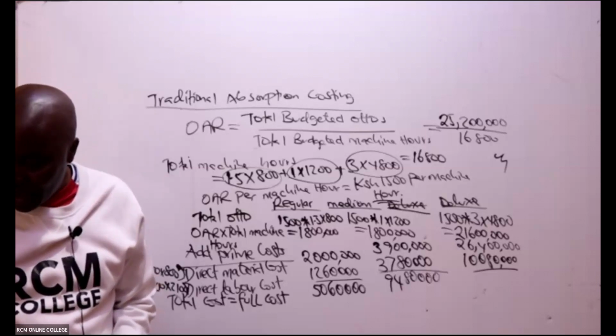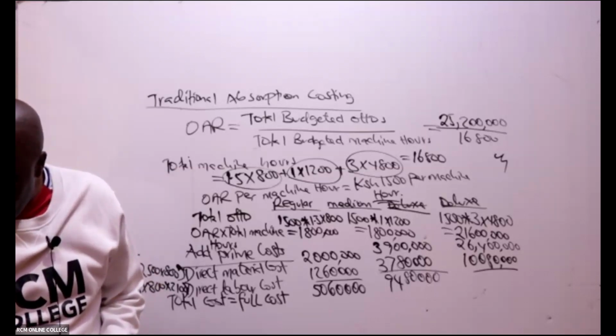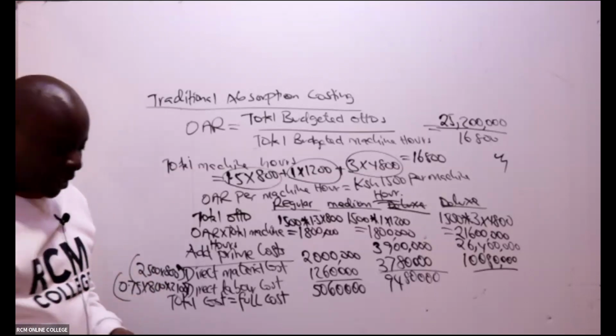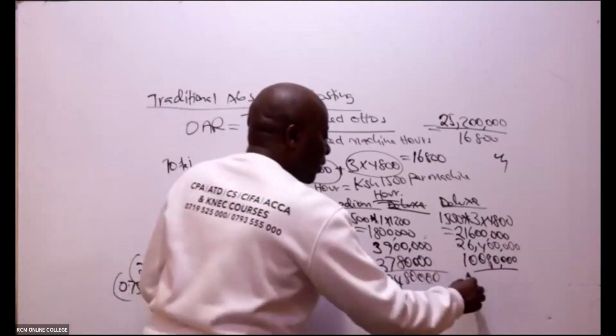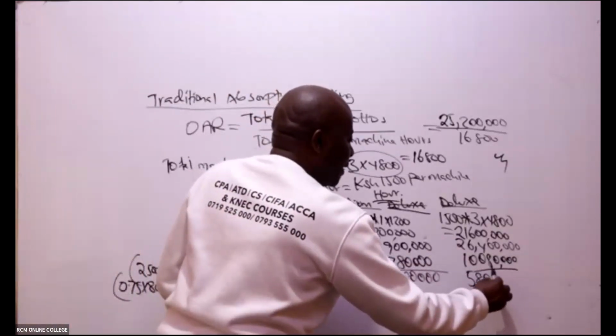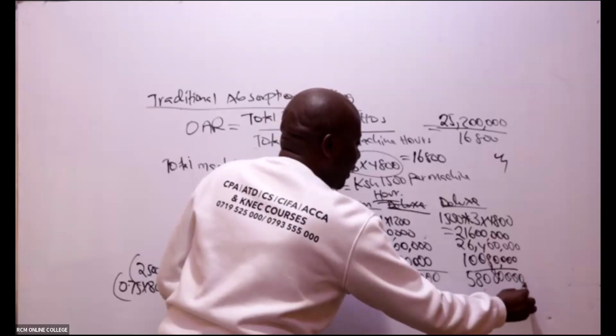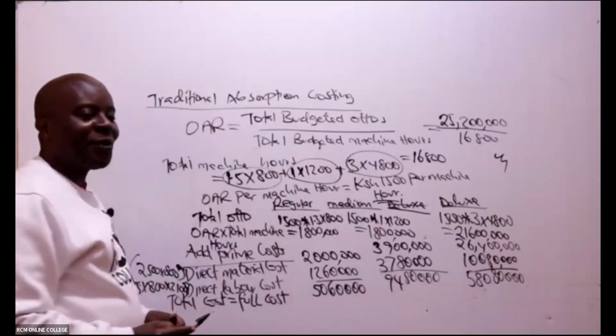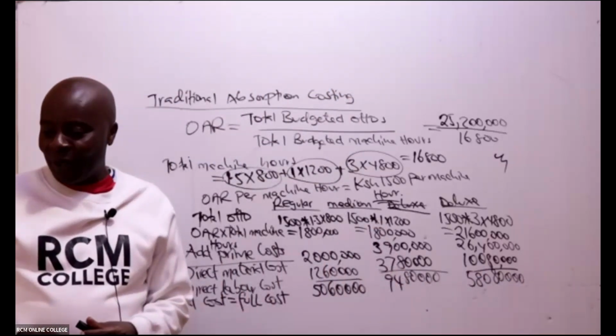So for deluxe, it's 58,080,000. So have we finished the question?